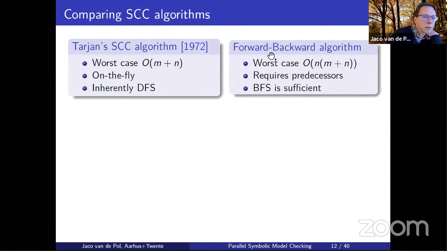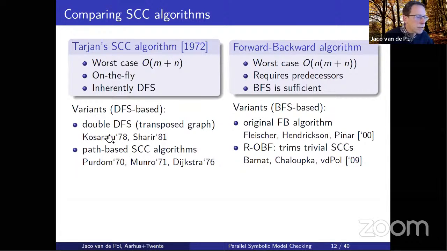And then the other class of algorithms, the forward-backward algorithms, well, in the worst case, at least the naive version, is quadratic. You can bring this down to n log n. Another drawback is that it requires predecessors, so it's less on the fly. In order to know all the predecessors, you have to compute the whole state space. But the advantage is that this is based on breadth-first search, or at least the reachability can be done in breadth-first search, so it can be done in parallel much easier.